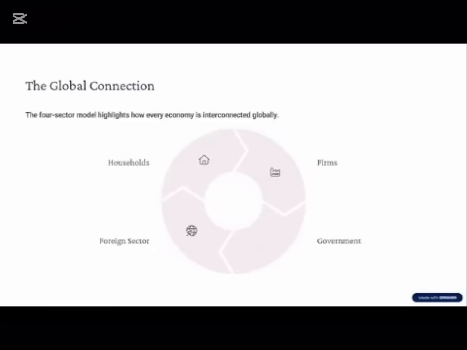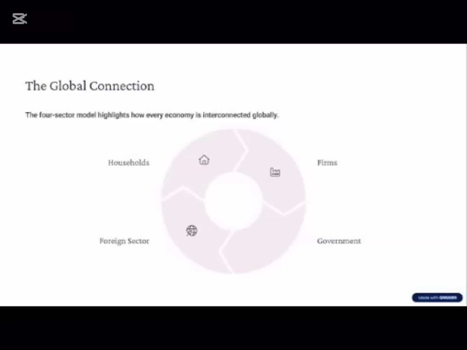Let's recap everything step by step. In the two-sector model, we had households and farms. Households supply factors, farms pay income, households spend, and farms produce goods. A simple cycle. In the three-sector model, we added the government. Taxes are leakages, spending is injections. Then we added the financial sector: savings are leakages, investment is injections. Balance requires savings to equal investment.